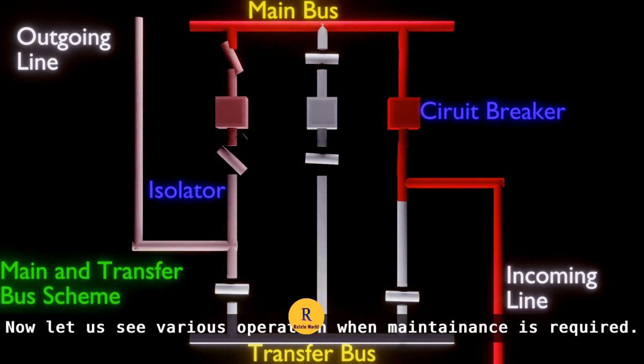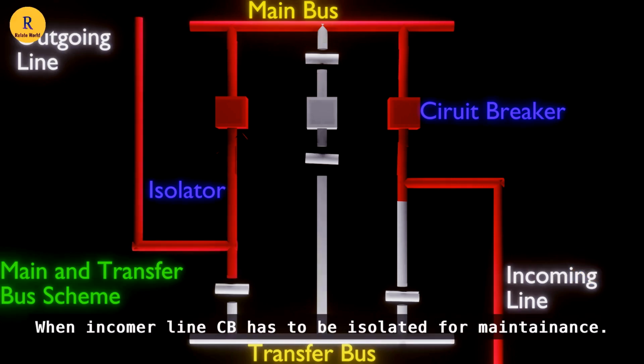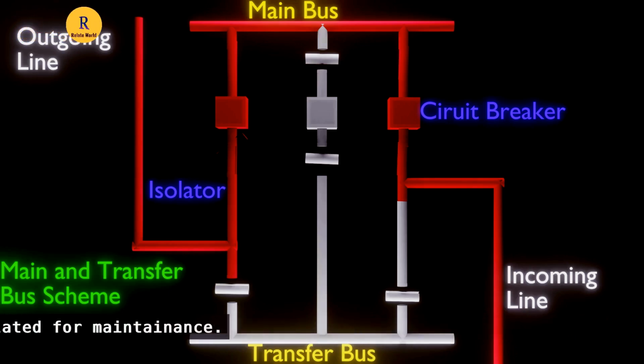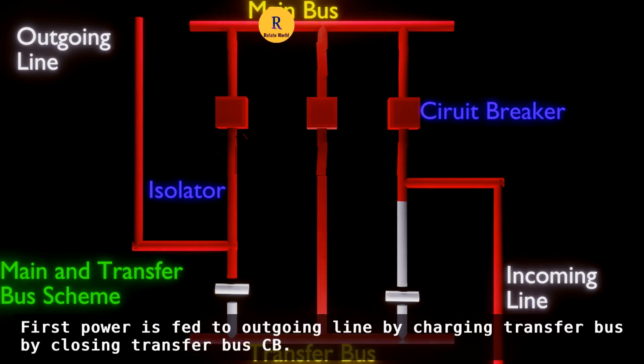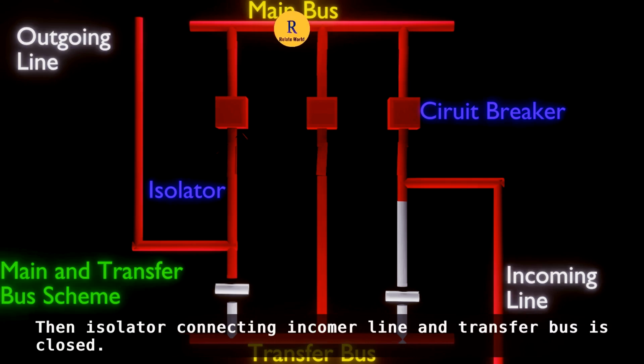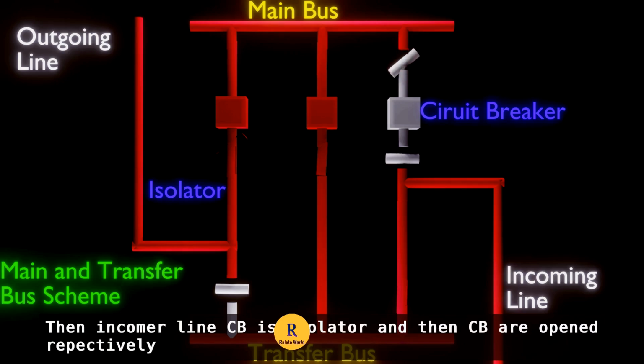Now let us see various operations when maintenance is required. When the incomer line circuit breaker has to be isolated for maintenance, first, power is fed to the outgoing line by charging the transfer bus, closing the transfer bus circuit breaker. Then the isolator connecting the incomer line and the transfer bus is closed. Then the incomer line circuit breaker is isolated.